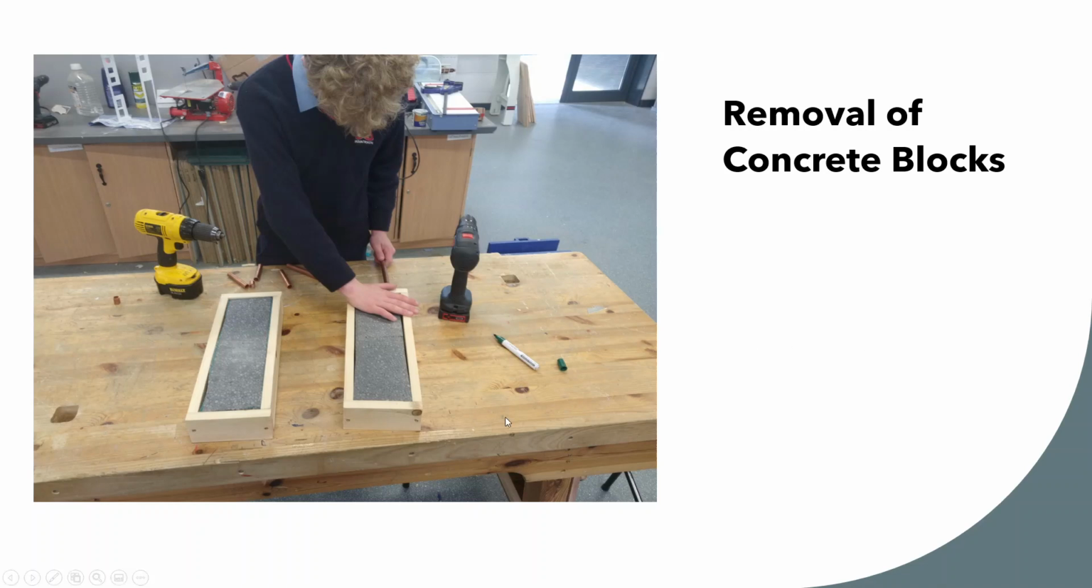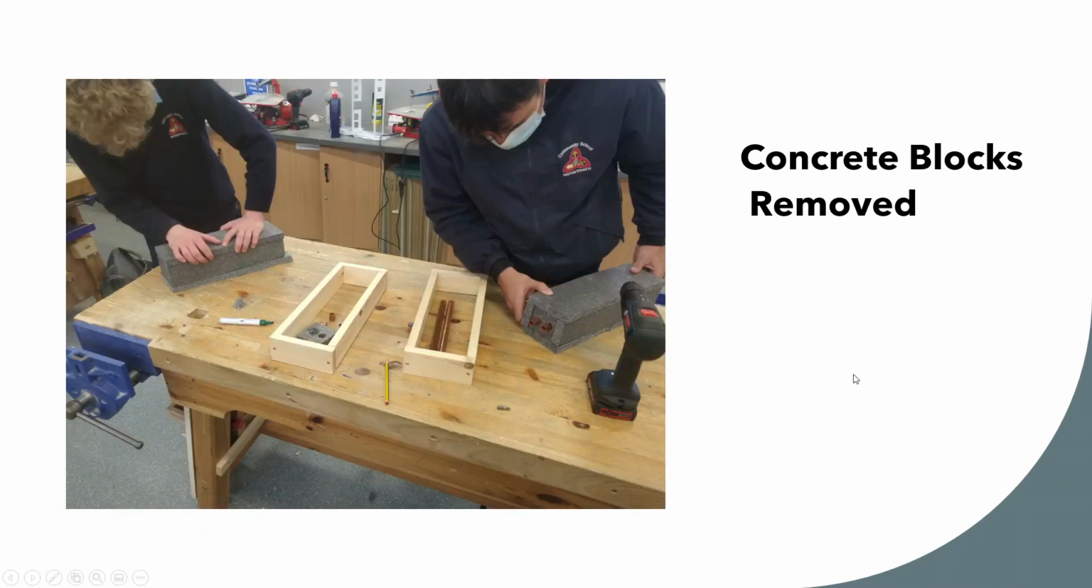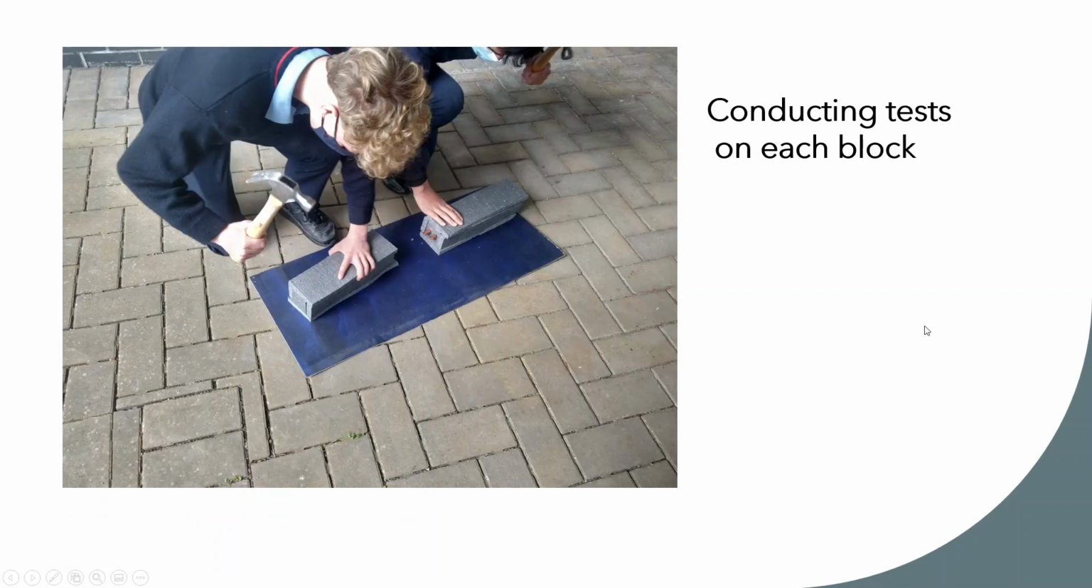So then this is the student taking out the screws of the former and removing the concrete block. So as we see here, we've removed the concrete blocks, and you can see here one of them is reinforced and this one doesn't have any reinforcement bars in it. So we can see here, look, the little reinforcement bars there. So then this is the students conducting the experiments.